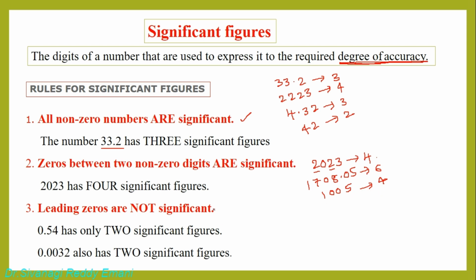Leading zeros are not significant. Leading zeros means the first ones. So 0.54 has only two significant figures. Then 0.0032 has only two significant figures. Not only that, whatever the number may be, if we write 0.00001932, then it has only four significant figures.